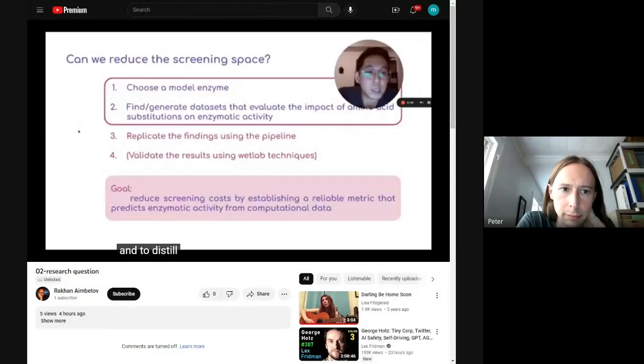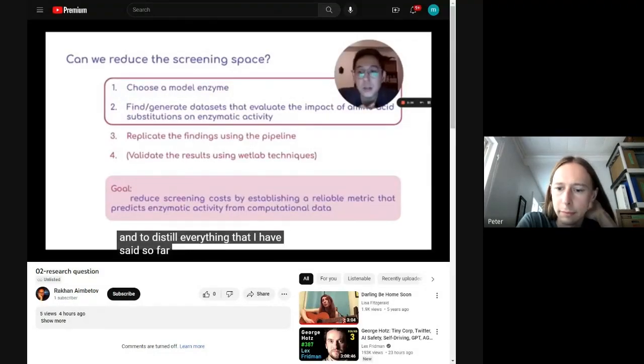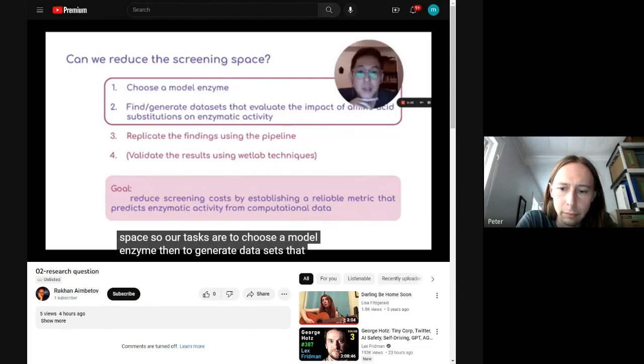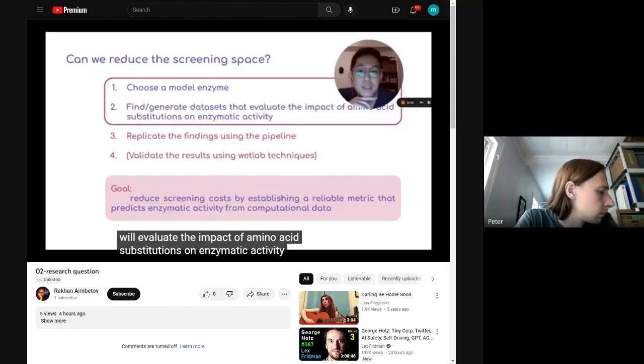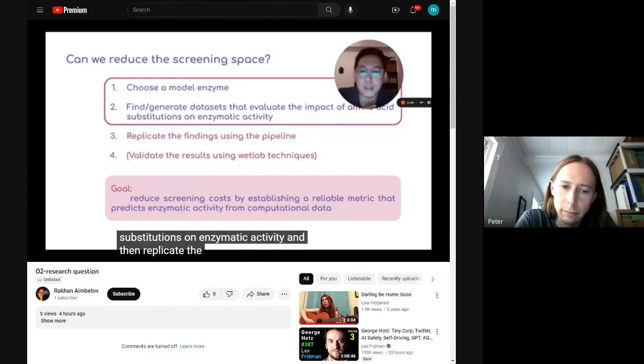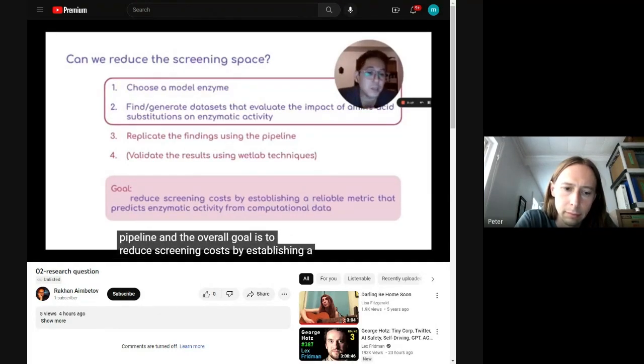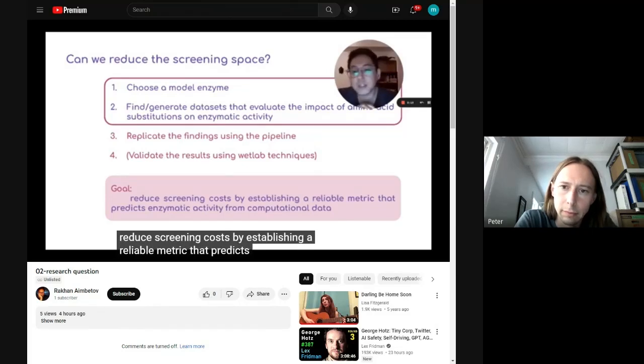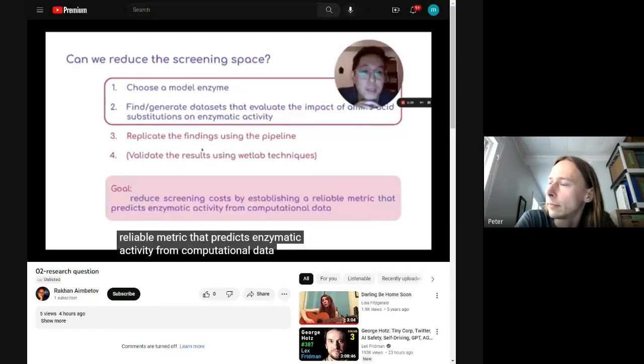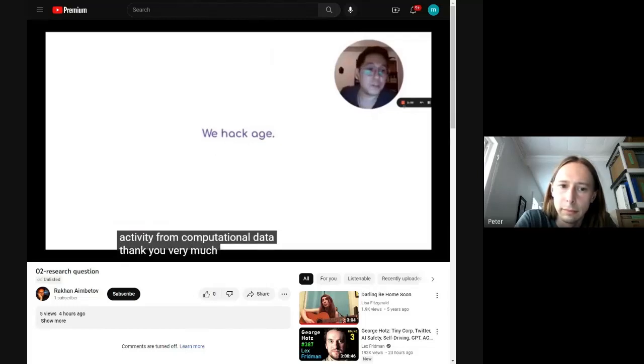To distill everything I have said so far: can we reduce the sequence space? Our tasks are to choose a model enzyme, then generate data sets that will evaluate the impact of amino acid substitutions on enzymatic activity, and then replicate the findings using the pipeline. The overall goal is to reduce screening costs by establishing a reliable metric that predicts enzymatic activity from computational data. Thank you very much.